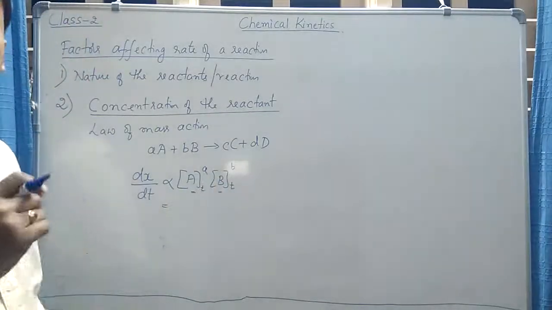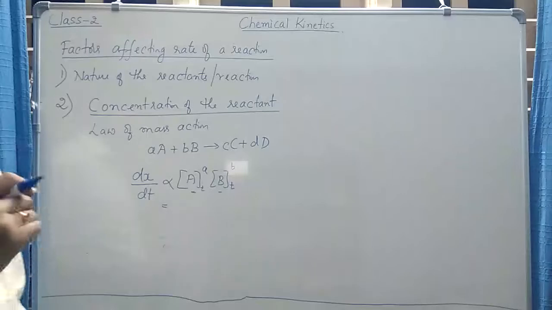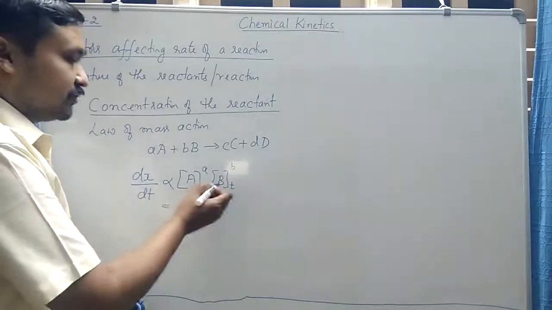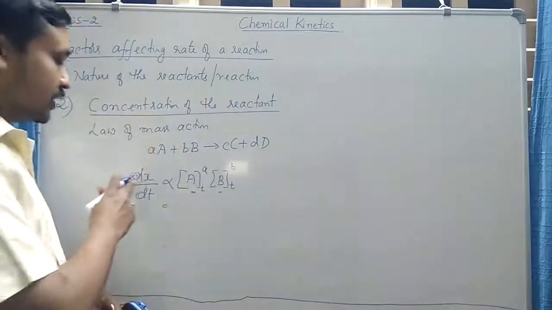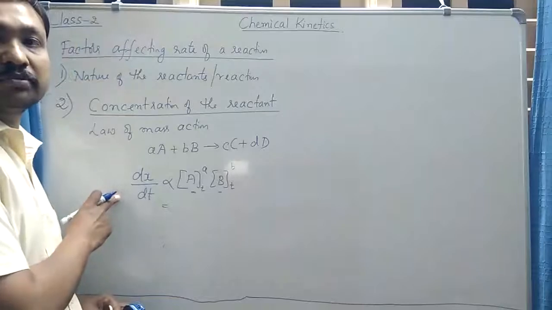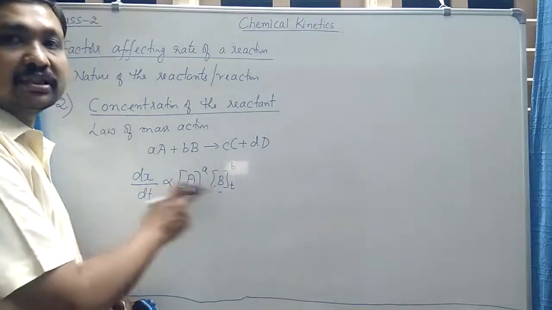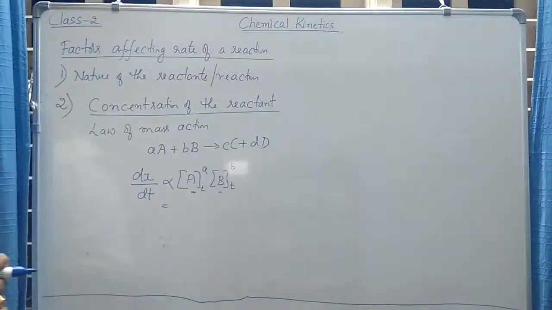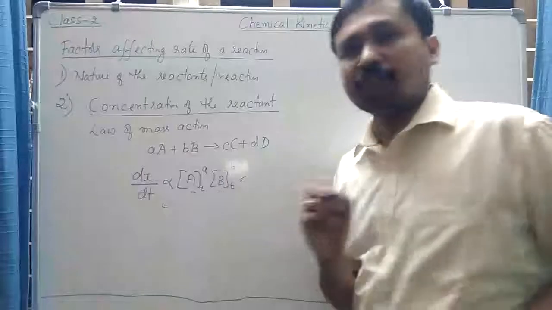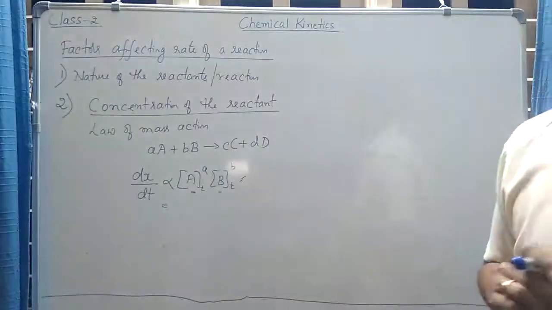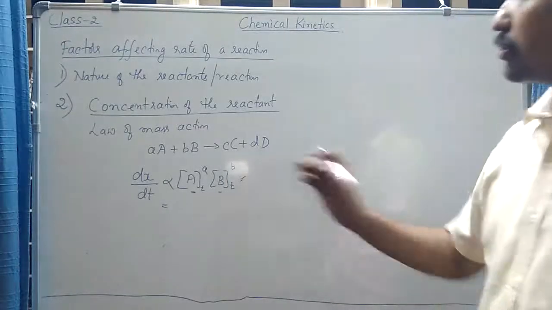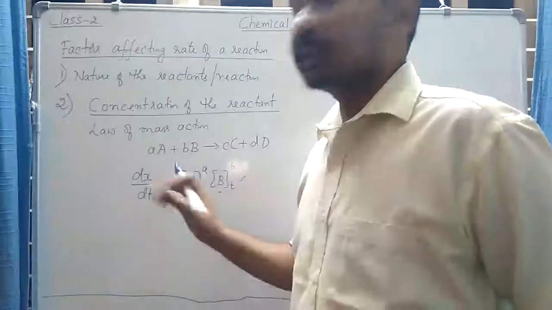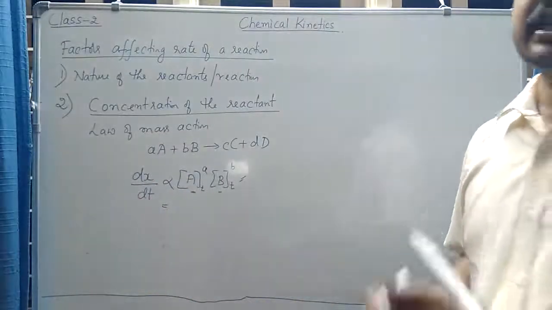At t is equal to 0, when the reaction has not yet started and the concentration of reactants will be maximum, the rate of the reaction will also be maximum. With time, as the concentration of the reactant decreases, the rate of the reaction also decreases. Now, this is the mathematical way of understanding the situation. Now, why should the rate of the reaction increase with the concentration of the reactants?